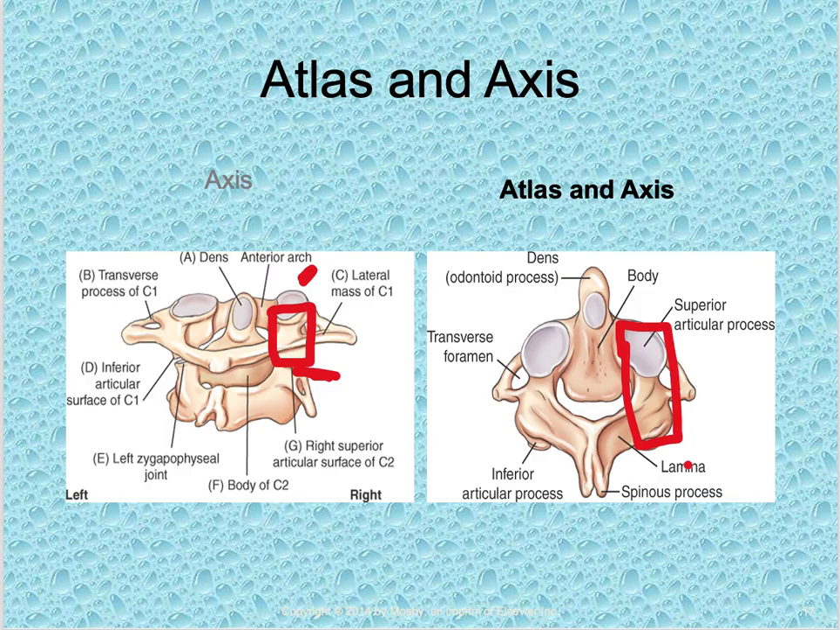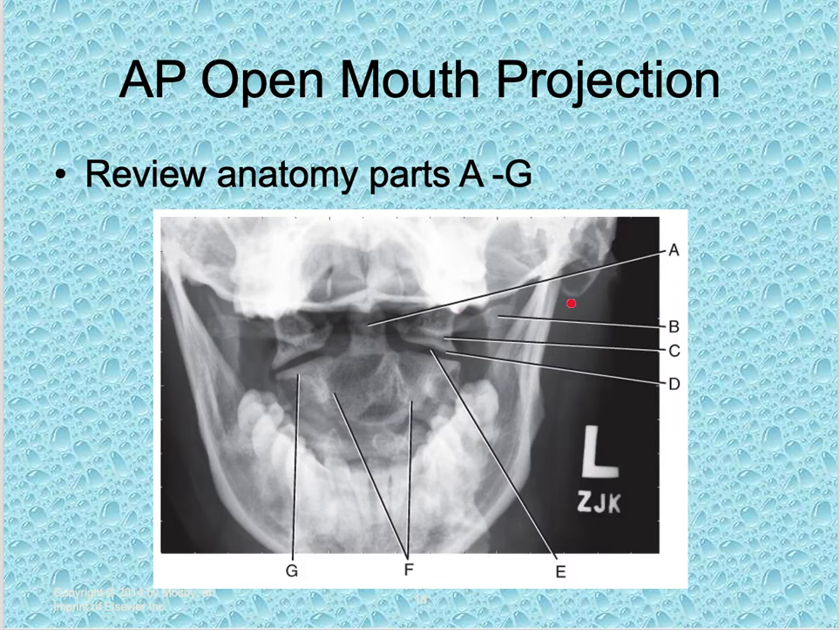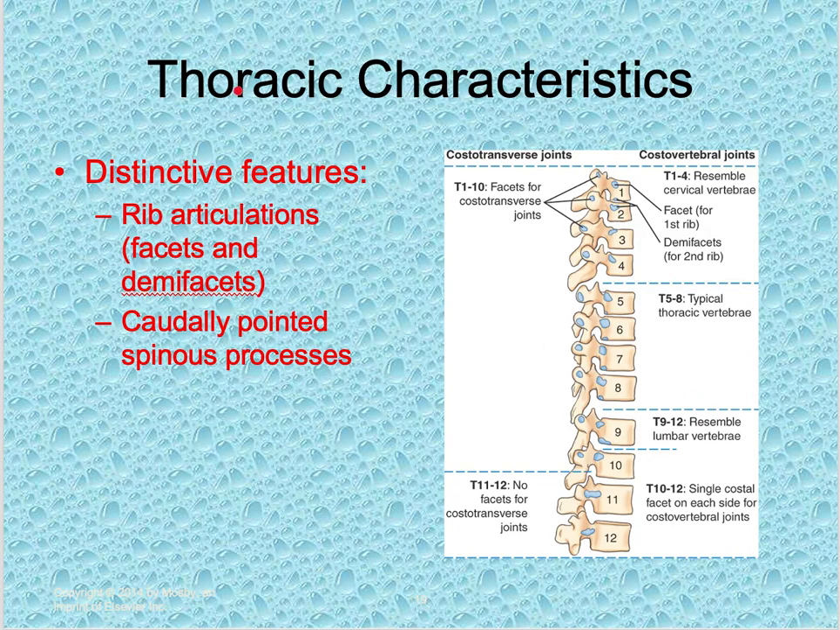Okay, and then we also have the transverse foramen, and then also the vertebral foramen in each one that the spinal cord passes down through. Our open mouth projection, review A through G. We went over this, but make sure that you review it so you know what they're called and you can label them and identify them.